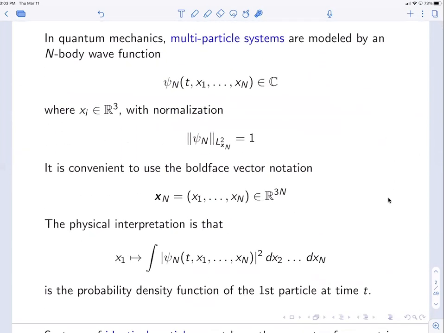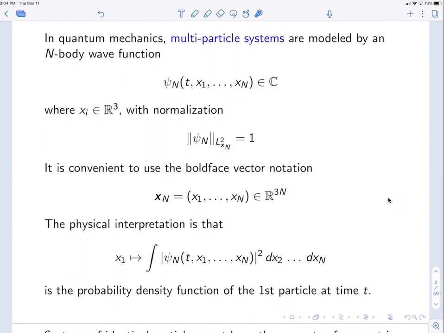All right, so let me give some discussion of the setting. The context here in quantum mechanics, multi-particle systems are modeled by an n-body wave function. So that is psi n, which is a function of time and space, coordinates x1 through xn, where each xi belongs to R3. And let us assume that there is a normalization in place so that the L2 norm of this function is fixed at 1.